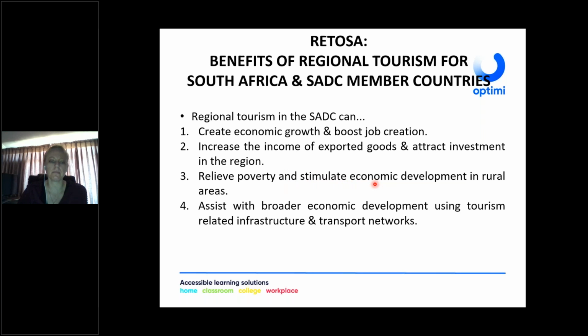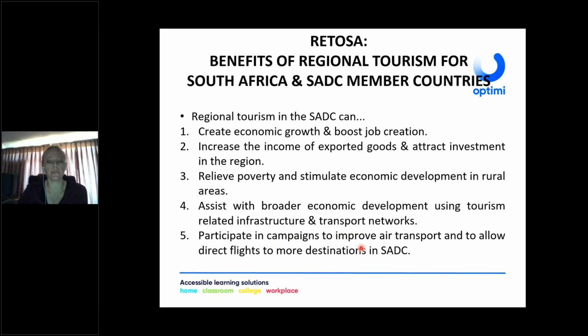It's also to assist with the broader economic development using tourism-related infrastructure and transport networks, and to participate in campaigns to improve air transport and to allow direct flights to more destinations in the SADC. So the SADC countries can then work together with their national airlines, to ensure that there are direct flights to these SADC countries.